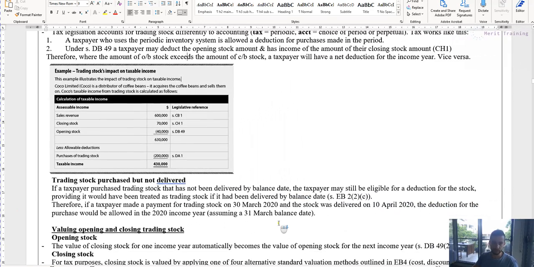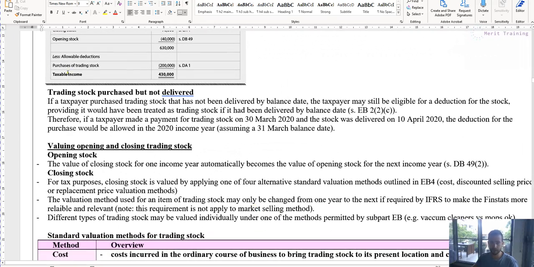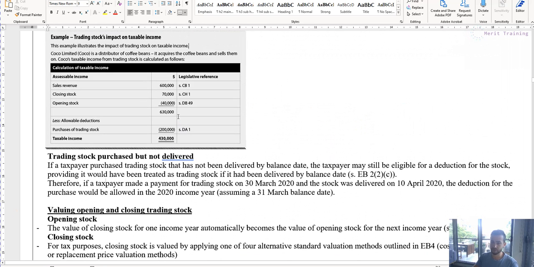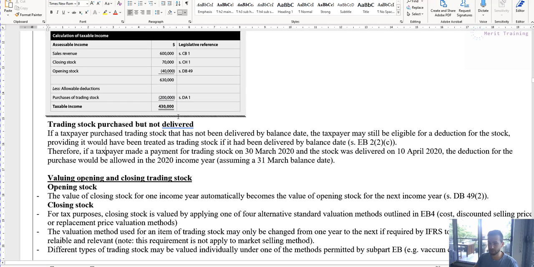So what about trading stock that you've purchased but haven't delivered? And this is a common trick question that you'll get in exams, and you need to look at the specific date that the stock has actually arrived, because maybe it's arrived in the next financial year, but they've paid for it in the current financial year. So the question will kind of infer that you need to figure out whether to include it in your purchases of trading stock or not.